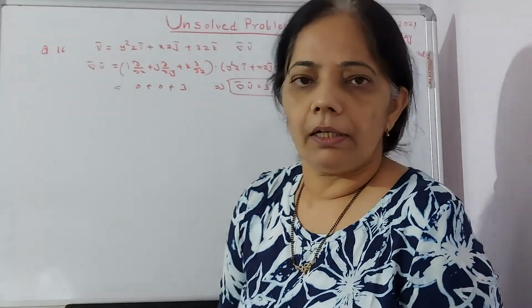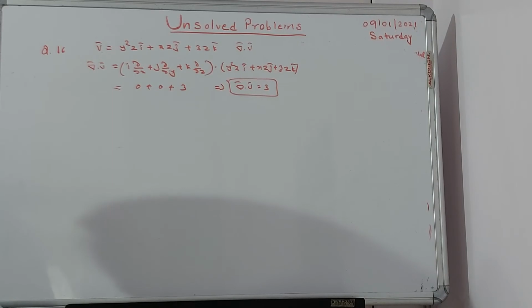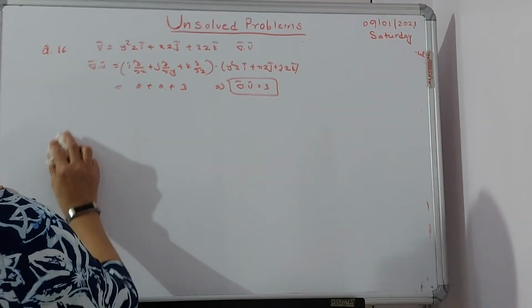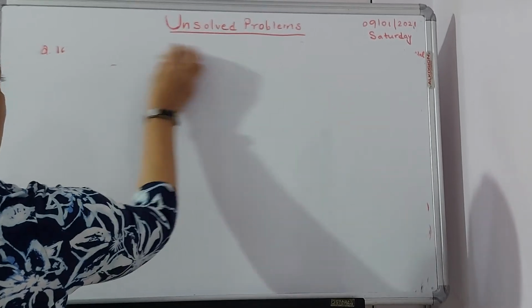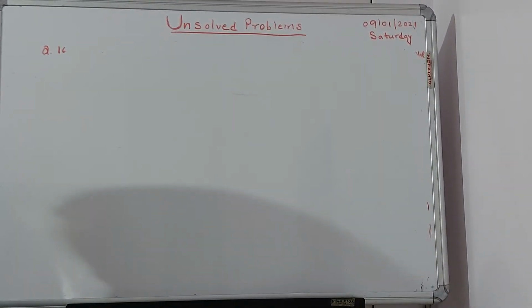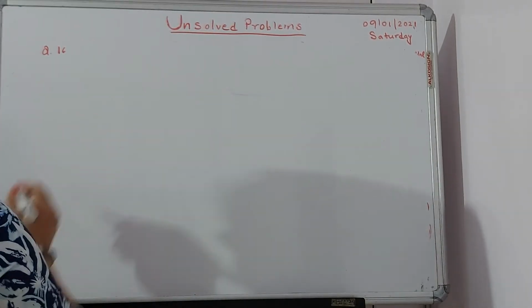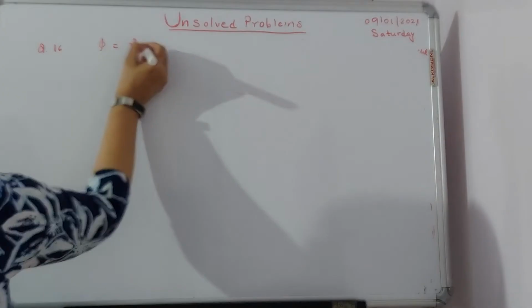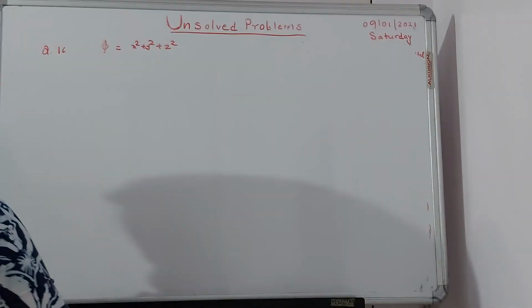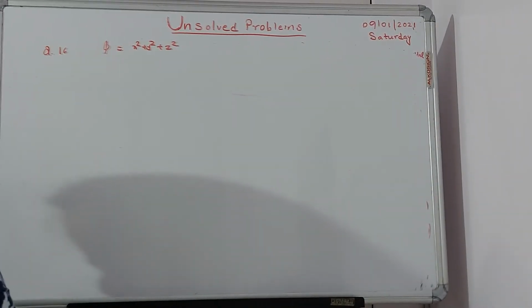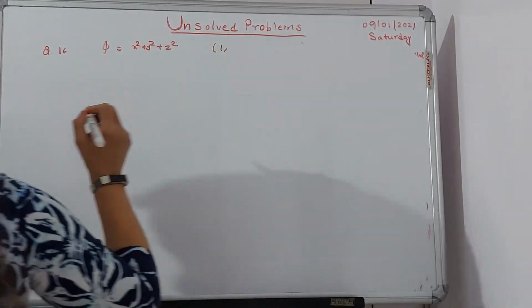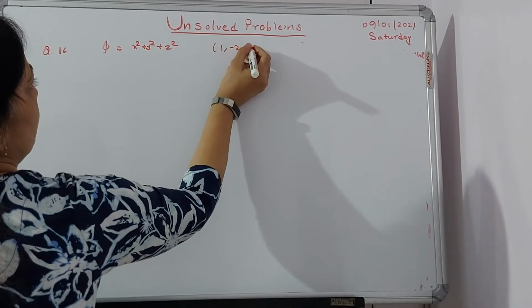Right? We'll take hardly one problem now. So next is question number 14. Question number 14 says, determine a unit normal to the surface. Surface means phi. What surface is given to you? x² plus y² plus z². Correct. At the point, what point is given to you? (1, −2, 3). Correct.